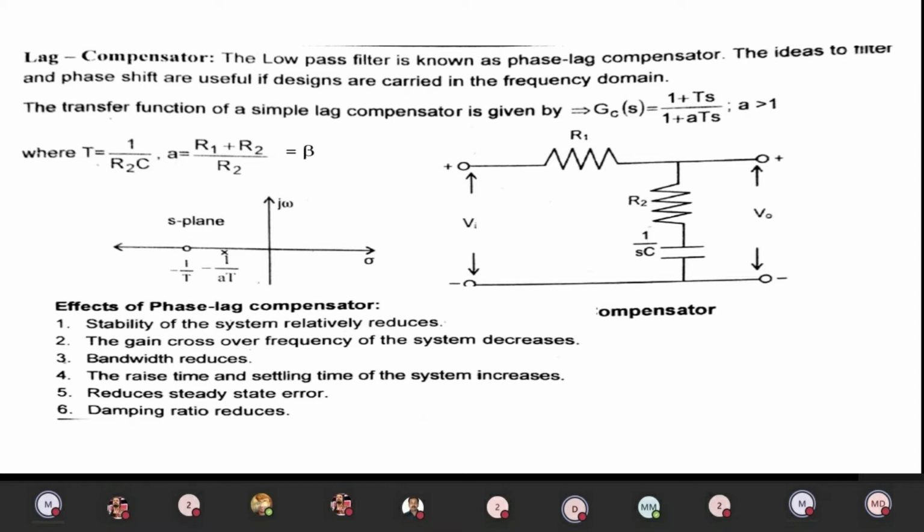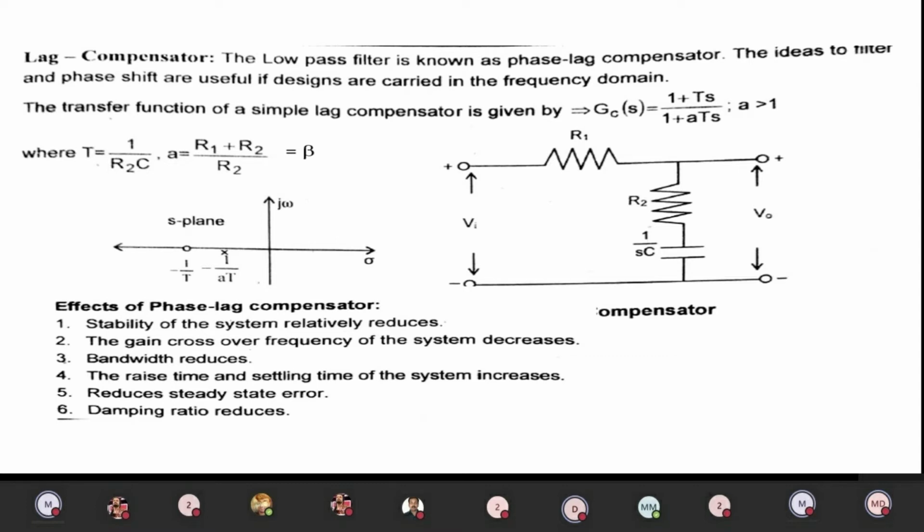So here you can see the lag compensator equivalent circuit and also the pole zero placement of the lag network. Here the poles come from the denominator S terms and the zero from the numerator S plus term being 0. So you will get the zero at minus 1 by T, and the pole at minus 1 divided by beta into T. The effects or characteristics of the lag compensator are that the stability of the system is reduced, the gain crossover frequency is reduced, bandwidth is reduced, rise time and settling time are increased, and also the steady state error and damping ratio are decreased.